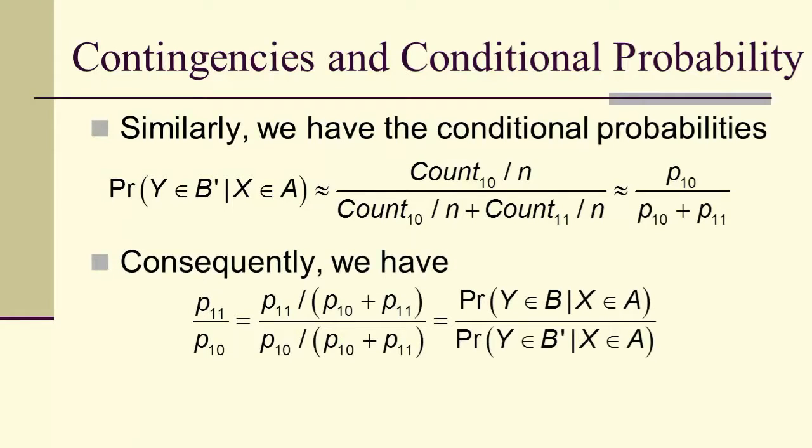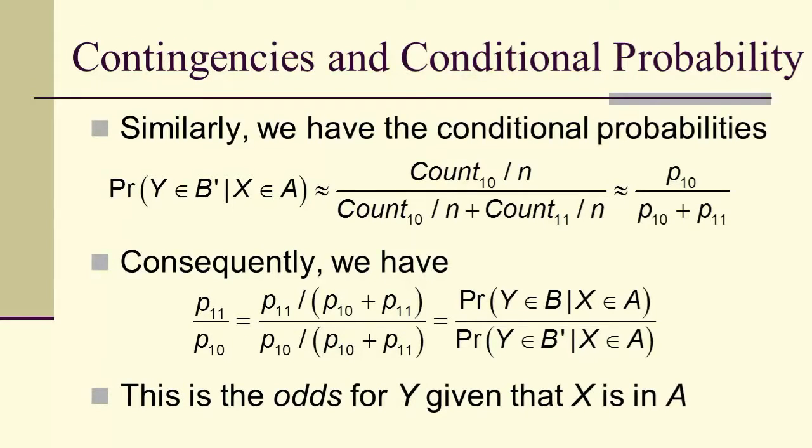And if we take the ratio p sub 1, 1 over p sub 1, 0, then that would be the same as p sub 1, 1 over the sum of the two, p1, 0 plus p1, 1, over p1, 0 over p1, 0 plus p1, 1. And so that's actually the ratio of these conditional probabilities.